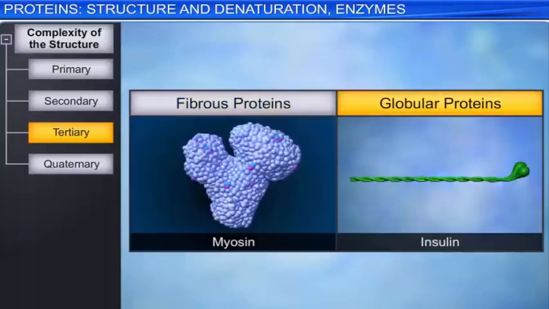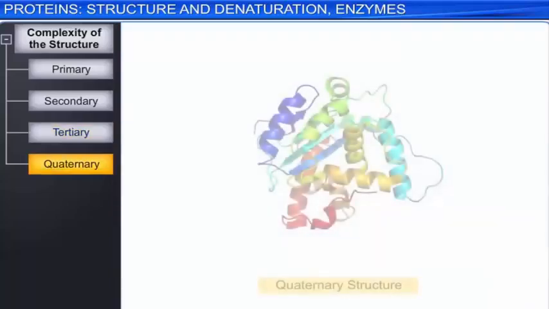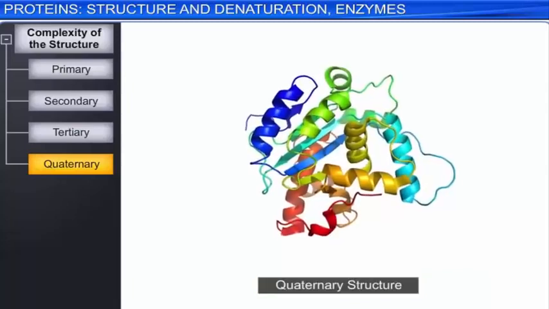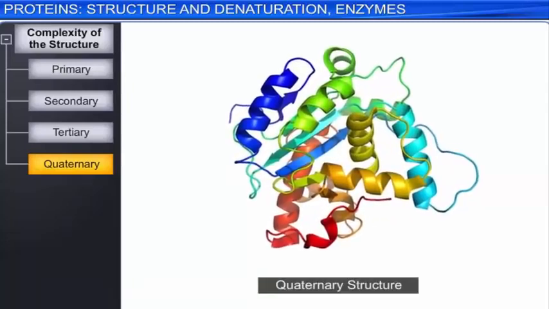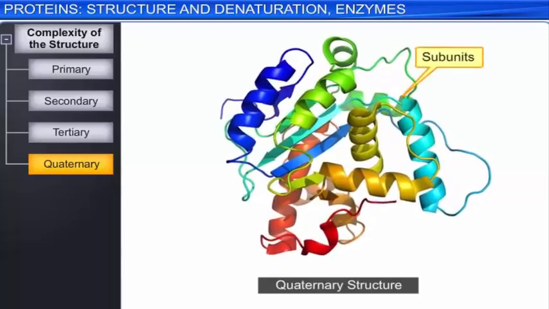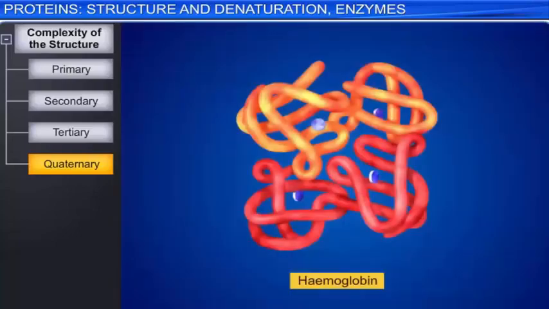Let us now look at the quaternary structure. Some proteins consist of multiple polypeptide chains called subunits. The quaternary structure describes how the subunits are arranged in space relative to one another in the complete protein. Hemoglobin is an important example. As shown in the illustration, the 4 protein chains of hemoglobin are arranged in a compact bundle.